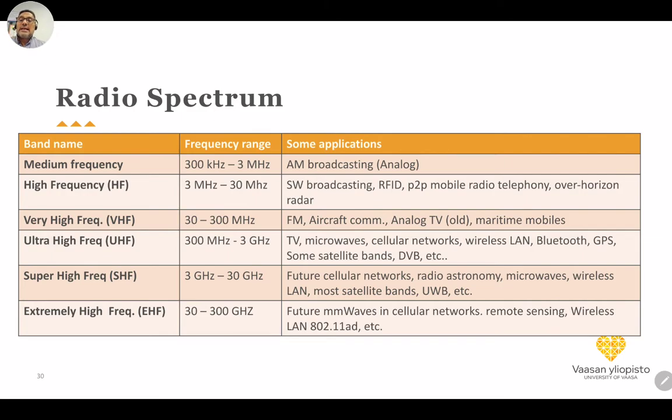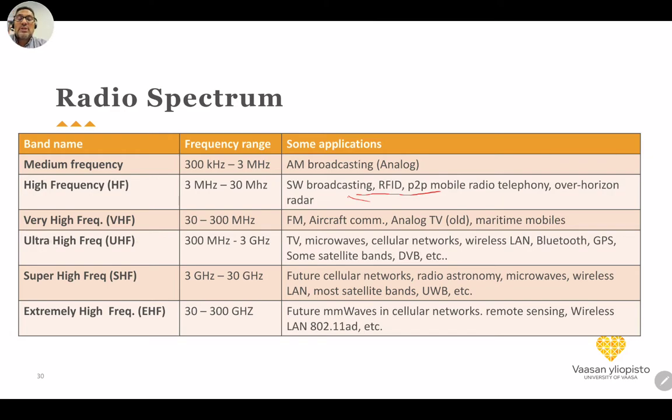In general, as you can see in this table, we have the medium frequency range, which is mainly used for AM broadcasting, from 300 kilohertz up to 3 megahertz. We have high frequency, HF, from 3 megahertz up to 30 megahertz. And here you can see some applications for each band. Very high frequency, VHF, is from 30 up to 300 megahertz.